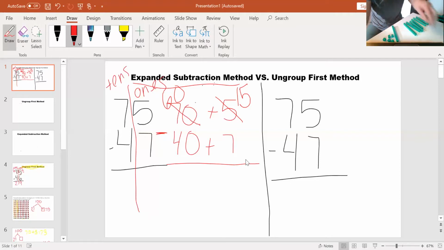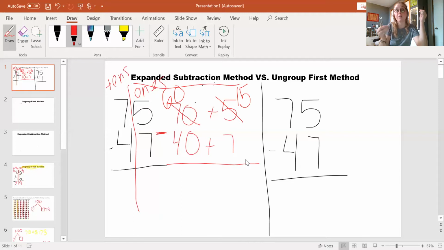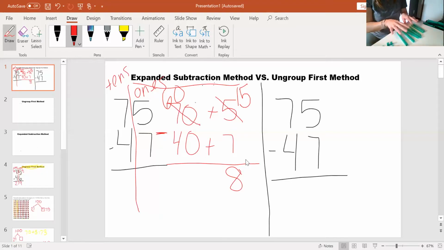So what is 15 minus 7? Well, I know that 7 plus 7, our doubles, is 14. So then 7 plus 8, one more, is 15. So 15 minus 7 is 8. And what is 60 minus 40? So if I have 60 here, and I take 40 away, 10, 20, 30, 40.